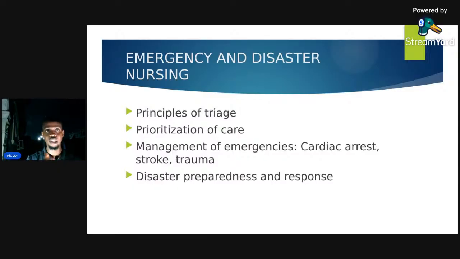So stroke, how do you manage stroke? There is an acronym for stroke, that is FAST. The F is face. So you would assess the face to note if there is any facial drooping, that is, a portion of the face would lose its elasticity.